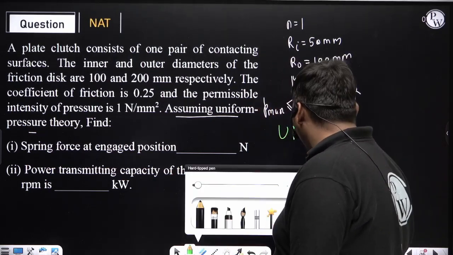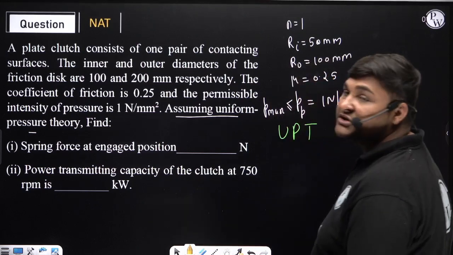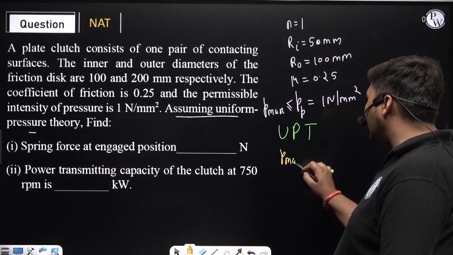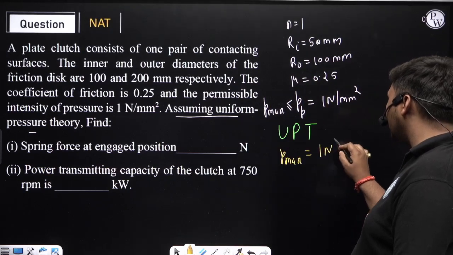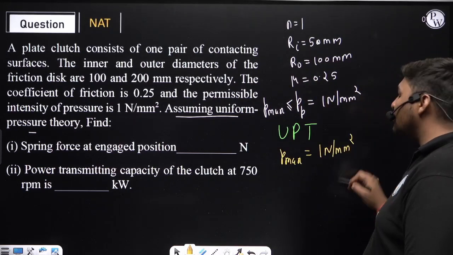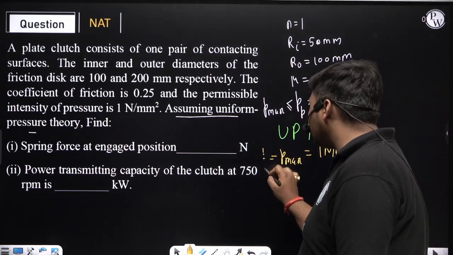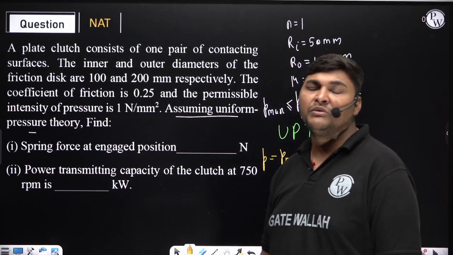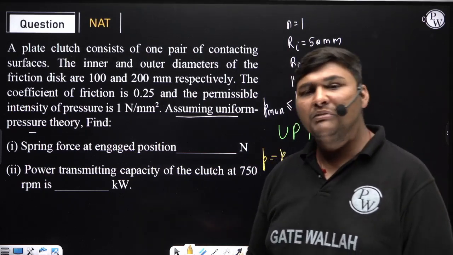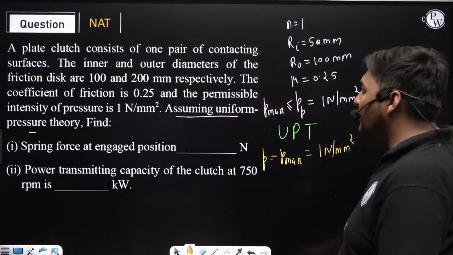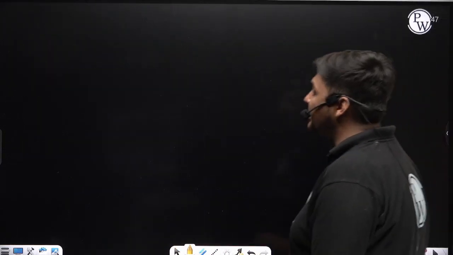Now, uniform pressure theory means pressure will remain constant over the entire surface. To calculate the limiting value, we will equate maximum pressure with permissible pressure, which is 1 Newton per mm square. Since we are using uniform pressure theory, pressure will remain constant. So I can say here the maximum pressure will be the constant pressure, because uniform pressure theory means pressure is constant, but that constant pressure will be the maximum pressure.